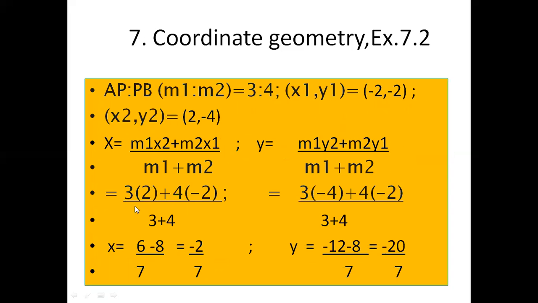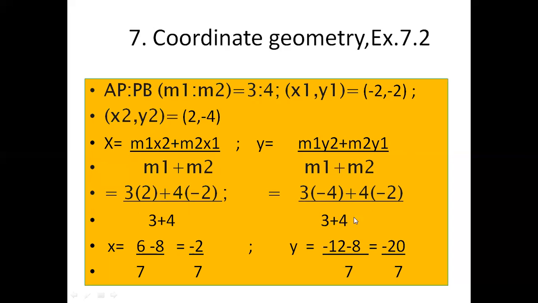Substitute the values here. M1 is 3 and X2 is 2, plus M2 is 4 and X1 is minus 2, by M1 plus M2, that is 3 plus 4. Similarly, here M1 is 3 and Y2 is minus 4, and M2 is 4 and Y1 is minus 2, by M1 plus M2, that is 3 plus 4. Now 3 twos are 6 and 4 twos are 8, minus 8. So 6 minus 8 by 7, that is equal to minus 2 by 7.